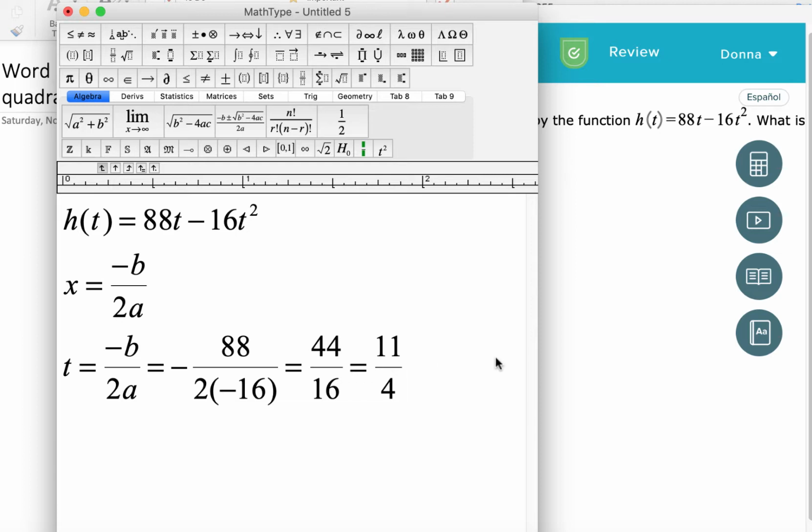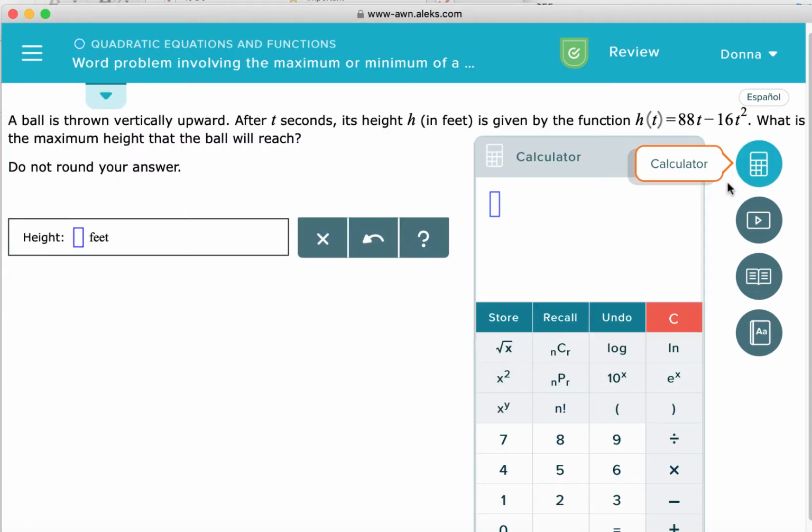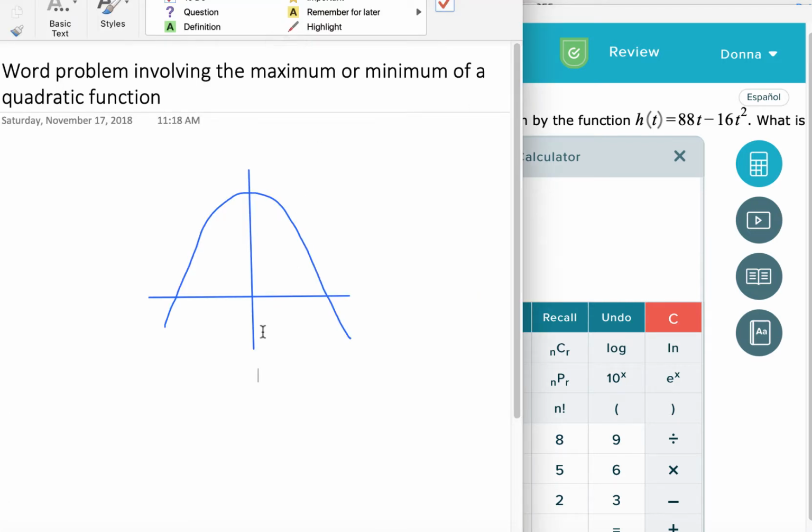Oh, we could use the calculator to do this. We're going to get 11 fourths. 4 goes into 11 2 times and 3 fourths, so 2.75. So we could have used the calculator to get the 2.75. All right, so we would take the opposite of b, which is negative 88, divided by 2 times negative 16, and we get the positive 2.75. So that's t equal to 2.75. That gives us our axis of symmetry.